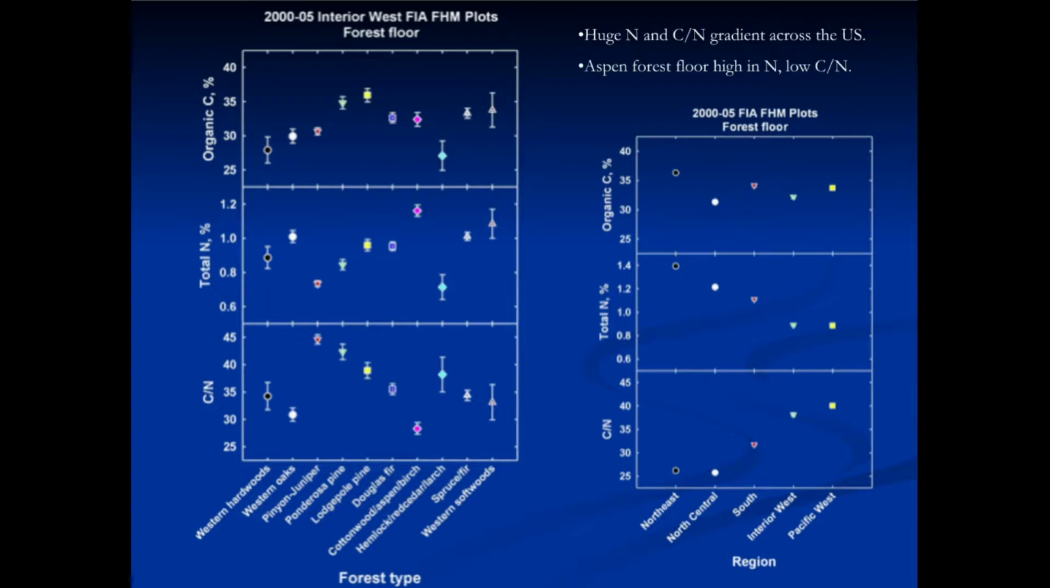This here in the northeast is due to large atmospheric deposition of a great deal of nitrogen. I mean, you can lay a ruler across that. And here's the interior west, kind of low overall compared to other parts of the country, but within the interior west, this is what the breakout looks like. And here's aspen up here.